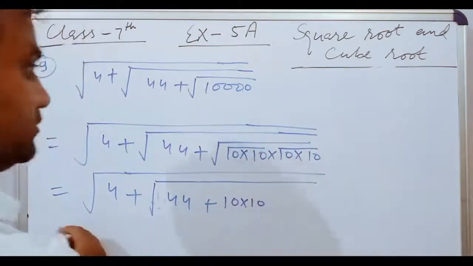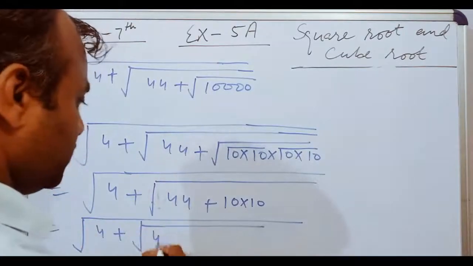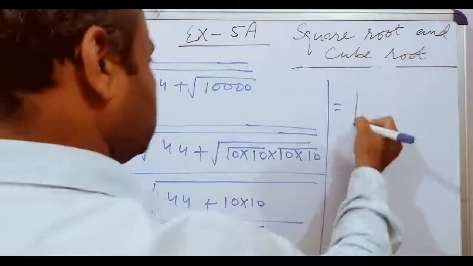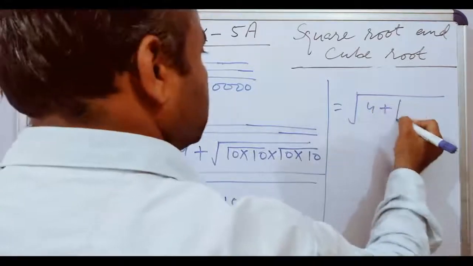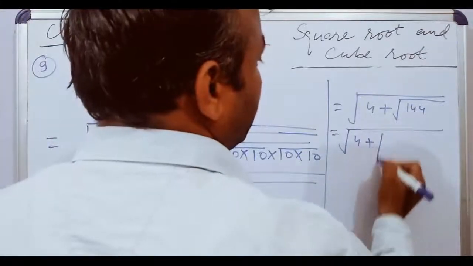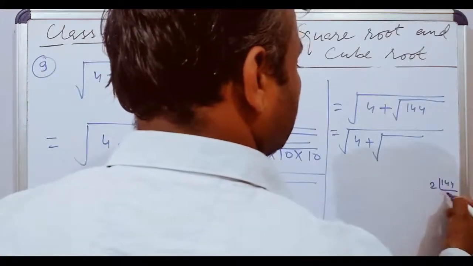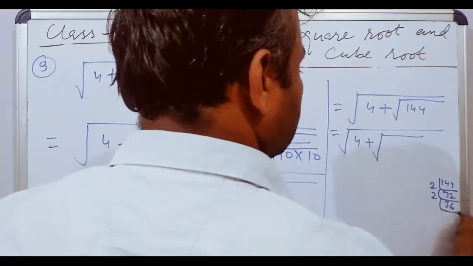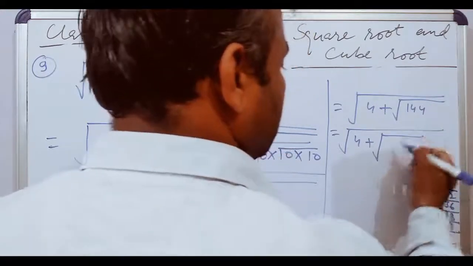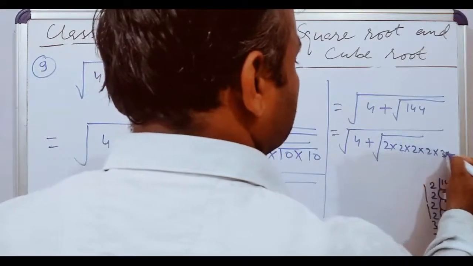10 into 10 is 100, so it is 4 plus square root of 44 plus 100. Now 4 plus square root of 144. Then 4 plus square root of 144. We will factorize 144: 2 sevens are 14, 2 twos are 4, 2 threes are 6, 2 sixes are 12, 2 nines are 18, 2 nines are 18, 3 threes are 9, 3 ones are 3. So 144 is 2 into 2, 2 into 2, 3 into 3.